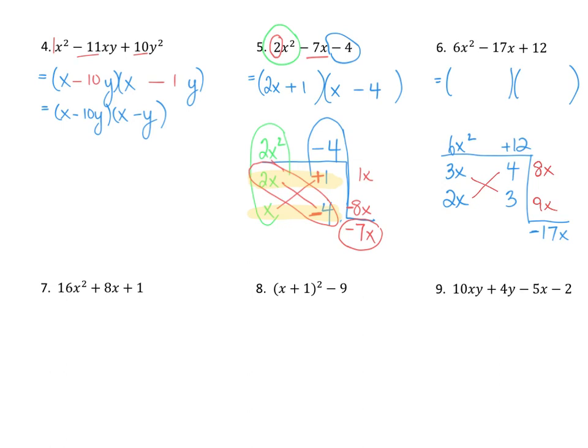9 and 8 will give me 17, right? To get -17x, I need both of them to be negative. So the -8x comes from here, and the -9x comes from here. And there we go. There are my answers. I have a 3x minus 4 and a 2x minus 3. So there we go, we have 3x minus 4 and 2x minus 3.